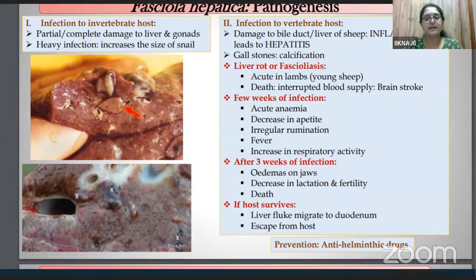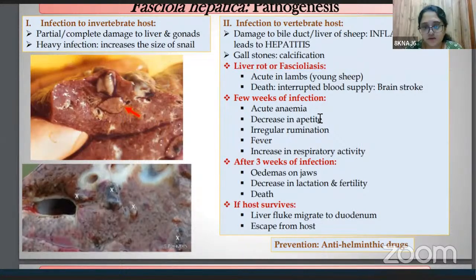Now, when it comes to the pathogenicity, you can see that there is inflammation of the liver cells that leads to hepatitis. Since it lives in the gallbladder also, it causes calcification. So gallstones are there, and it is acute, especially in young sheep, liver rot or fasciolosis. Because of the interrupted blood supply, it causes stroke and death of that particular sheep.